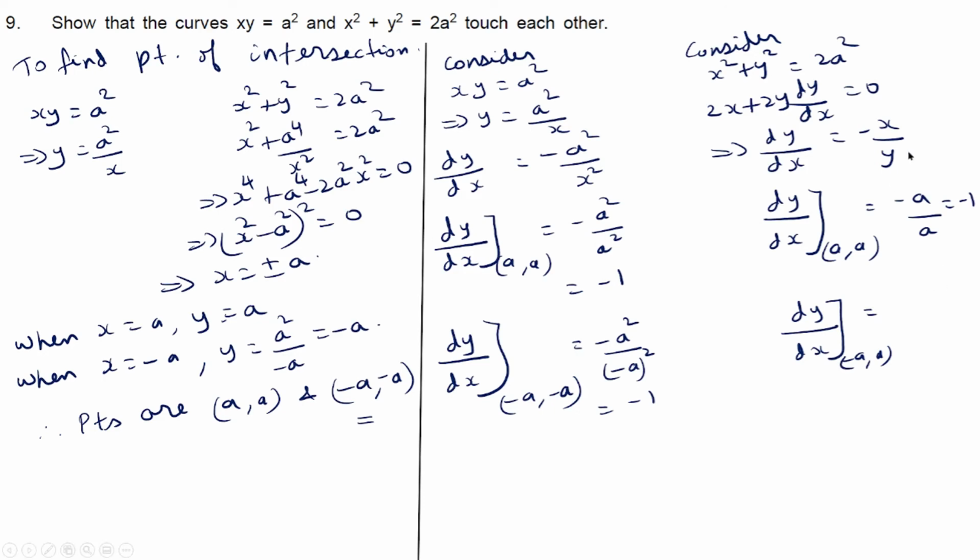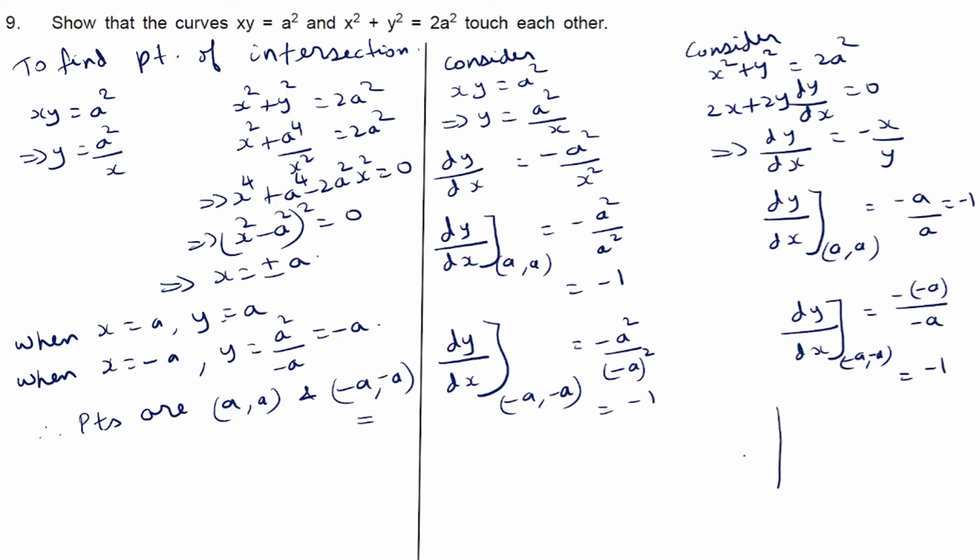It is minus of minus a by minus a, so it is plus a by minus a, again it is minus 1. So here again the slopes of the tangents of these two curves are equal. It means these two curves touch each other.